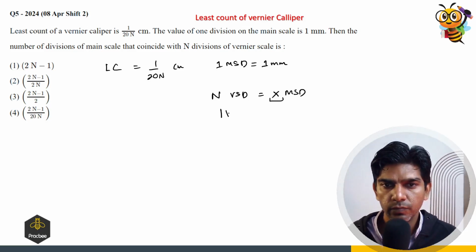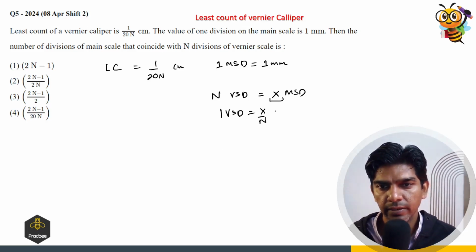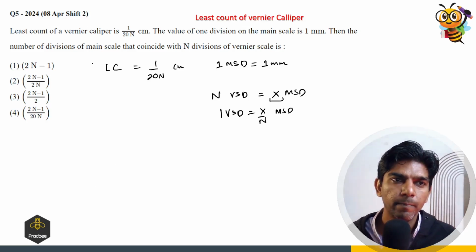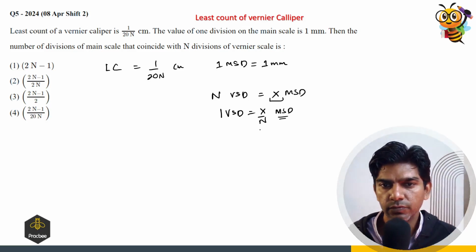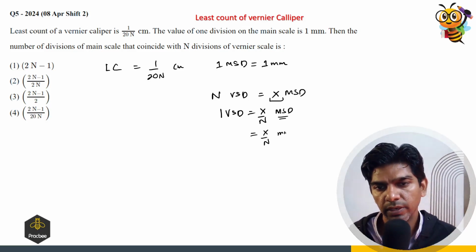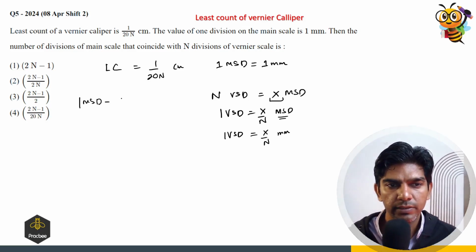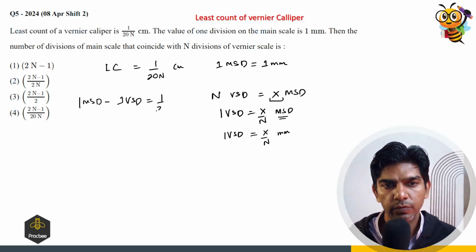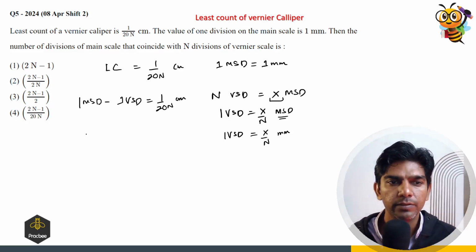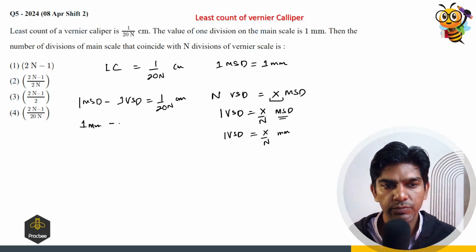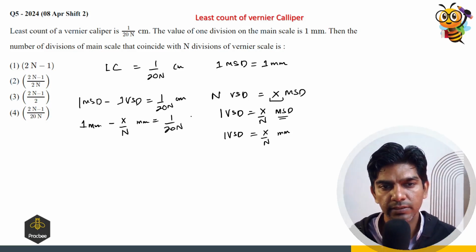So we can say one Vernier scale division can be written as x by n main scale division. And one main scale division is given as 1 millimeter, so that will be x by n millimeter. So least count is one main scale division minus one Vernier scale division, that is given as 1 by 20n centimeter. So one main scale division is 1 millimeter and one Vernier scale division is x by n millimeter, and that is equal to 1 by 20n centimeter.